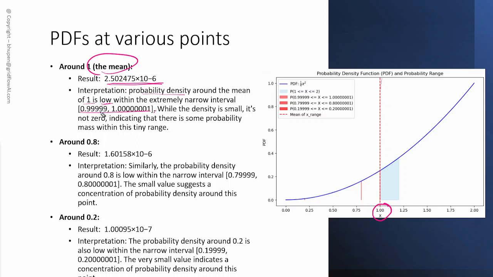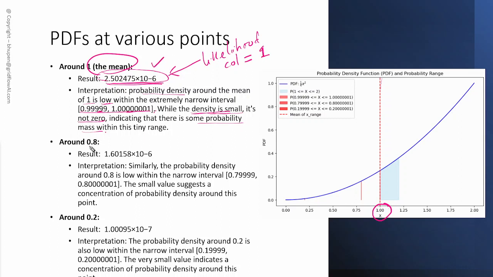So you notice this is very close to 1 and this is also very close to 1, just a tiny difference. This density is small, but it is not 0. You notice it's not 0. So that means some probability mass. That means this is the likelihood that a column will have the value equal to 1. This is what it means here.